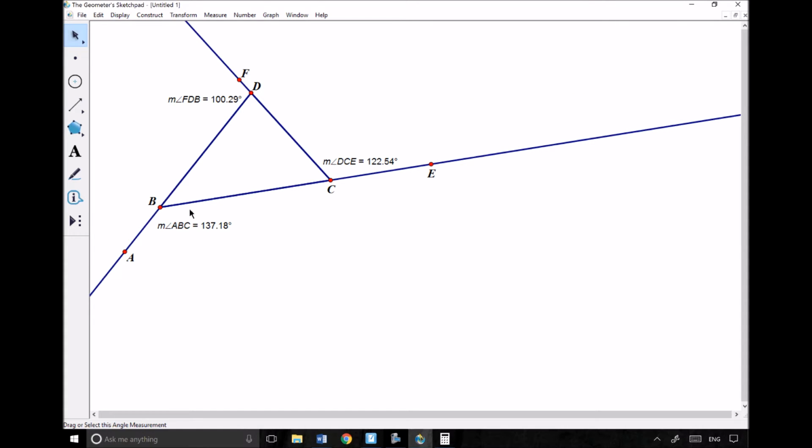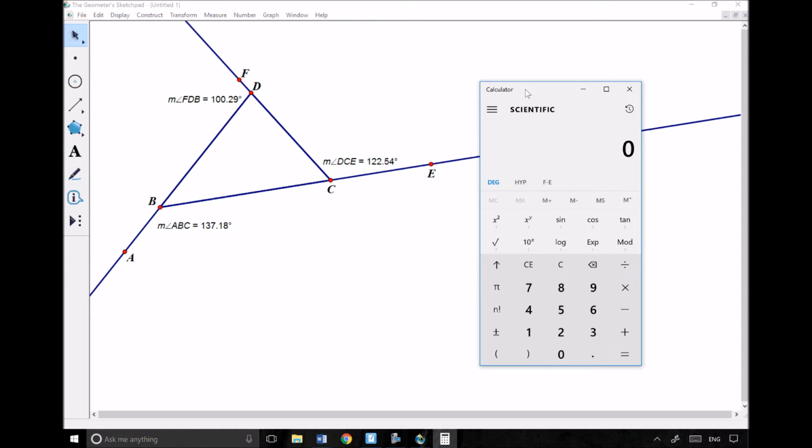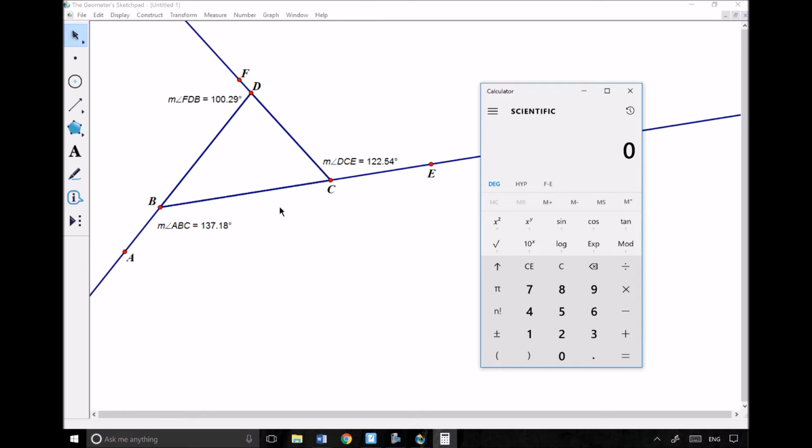If you notice right here, angle ABC is about 137 degrees. Angle FDB, this exterior angle, is about 100 degrees, and angle DCE out here is about 123 degrees. So I'm going to add up these angles and see what I end up getting. I'm going to add 137 plus 123 plus 100, and I get 360 right here.